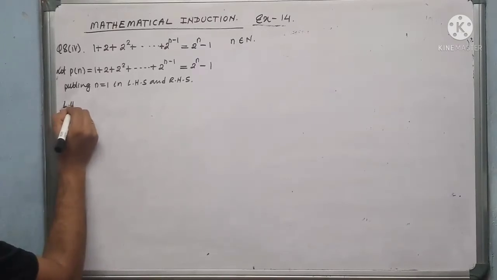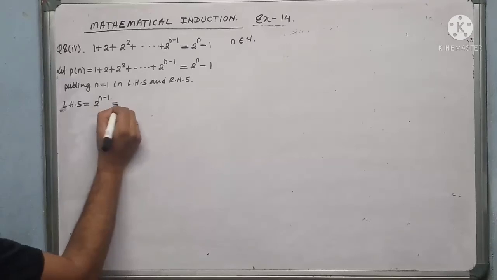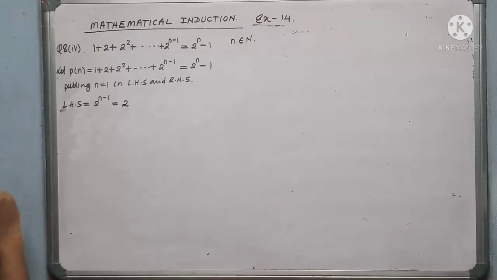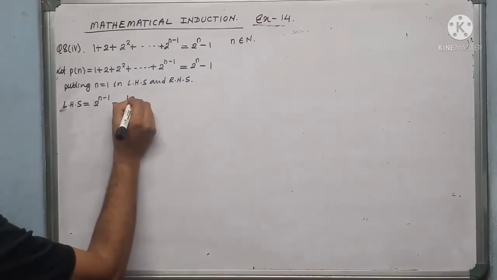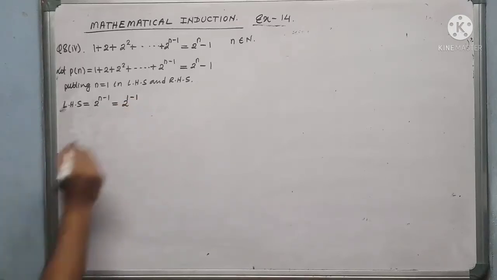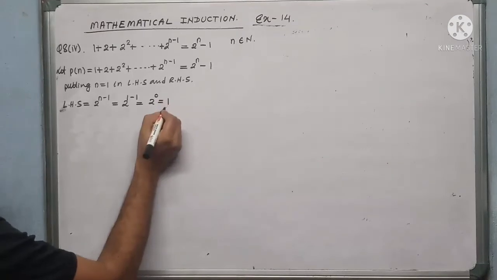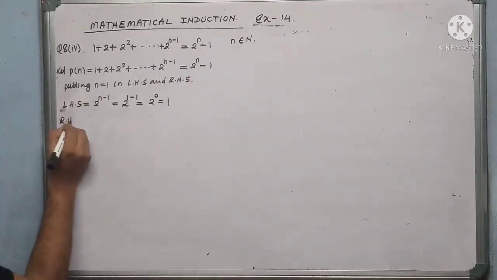Left hand side is 2 to the power n minus 1. Then I'll substitute: 2 to the power n minus 1, that is 1 minus 1, n is 1. 2 to the power 0. Anything to the power 0 is 1. 1 also belongs to natural numbers. That you have to remember.